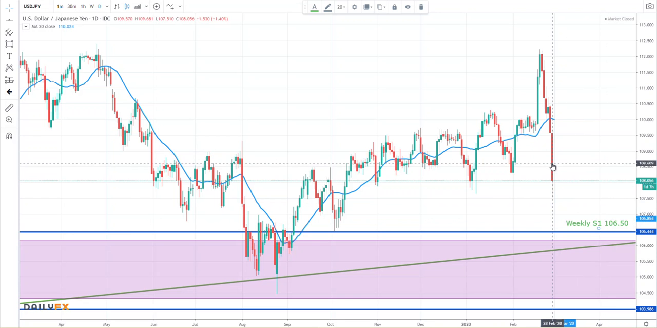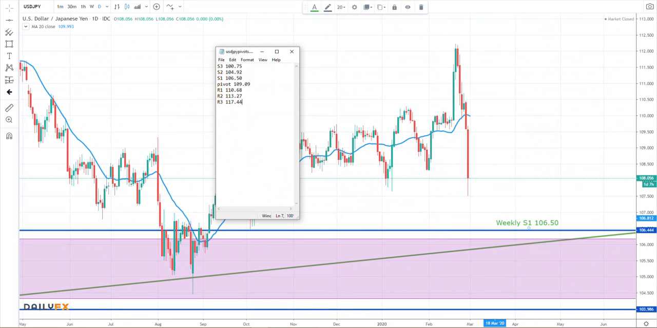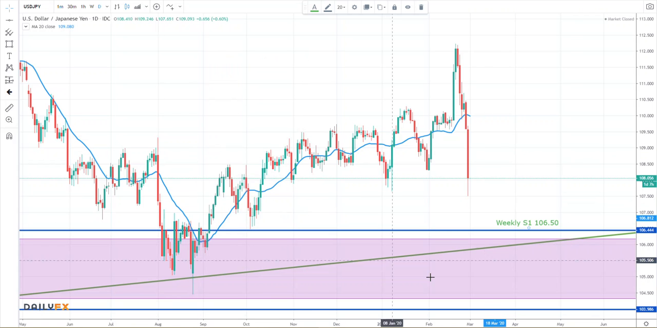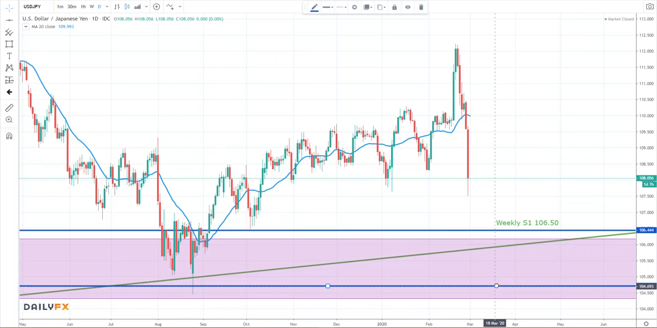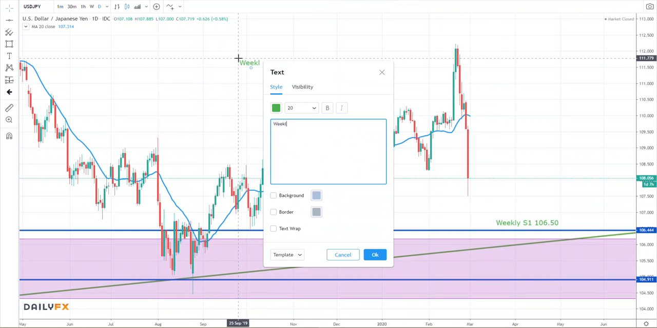This is a pretty big bullish candle on the daily. So that's a possibility, something to keep note of. S2 at 104.92. Okay, so our next S2 is 104.92. We see that's our last low. So that makes sense.